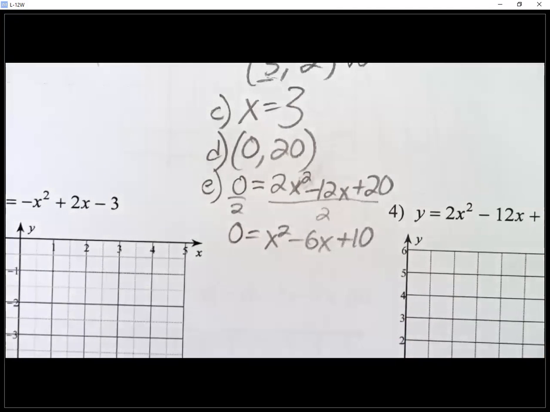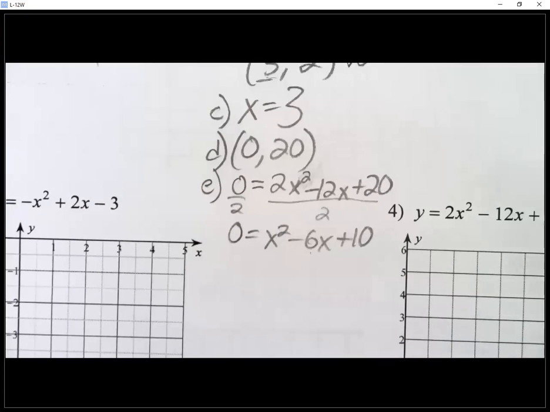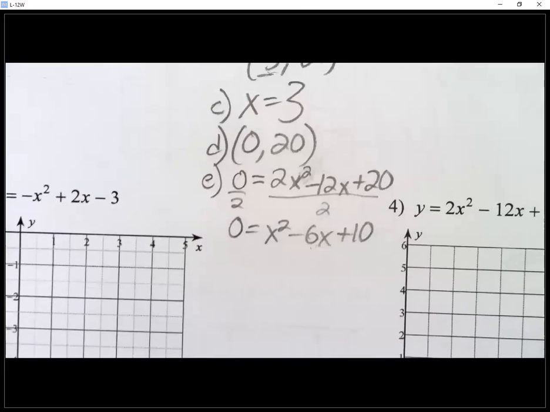And now I'm going to see if I can keep factoring. Are there factors of 10 that add to be -6? No, darn it. So I can't solve this one by factoring. That's okay. This would be really nice to do what with? You could do quadratic, but I think doing complete the square would be really easy because A is 1 and B is even. So it wouldn't be that bad. But I mean, it's personal preference.